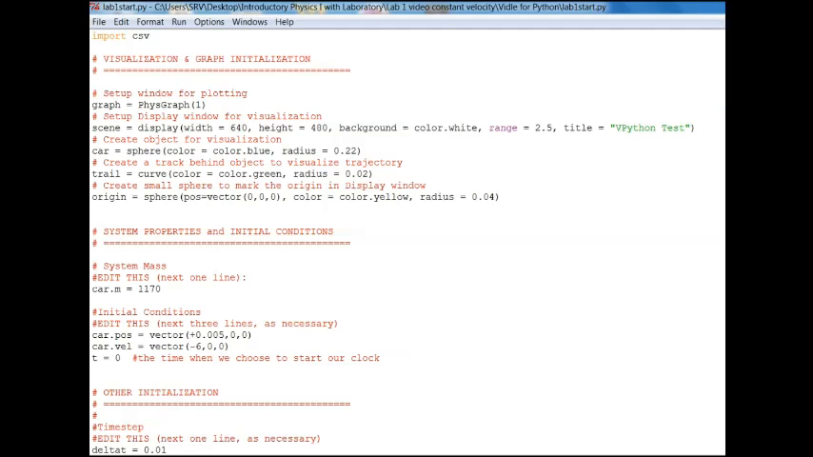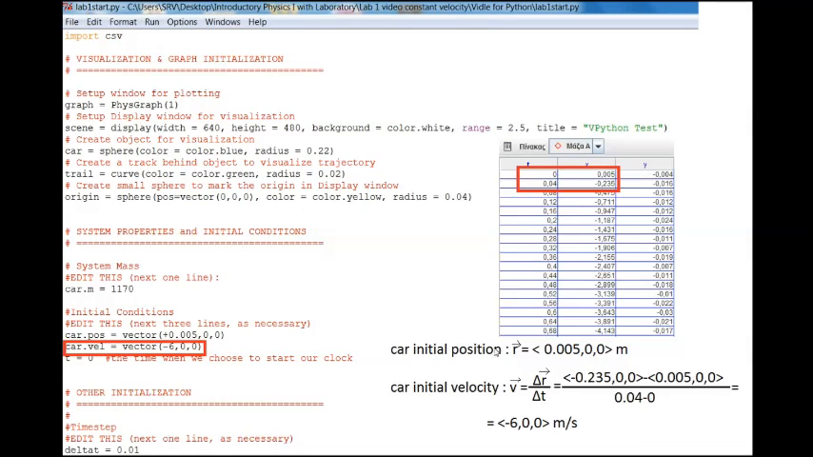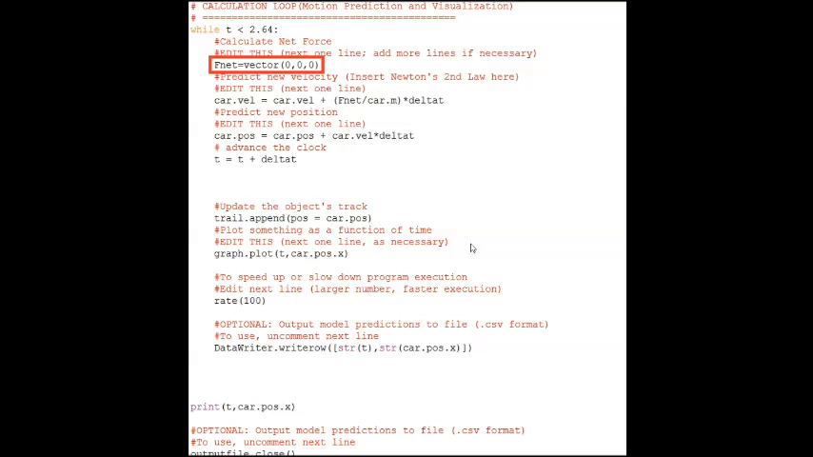Let's see now the computational model made in VPython and look through the settings I made. First of all, I set the initial position of the car and the initial velocity of the car. To do this, I used the measurements I took from Tracker to find the car's initial velocity from the well-known equation. I set Fnet equals 0, which is something I will talk about later in the video.